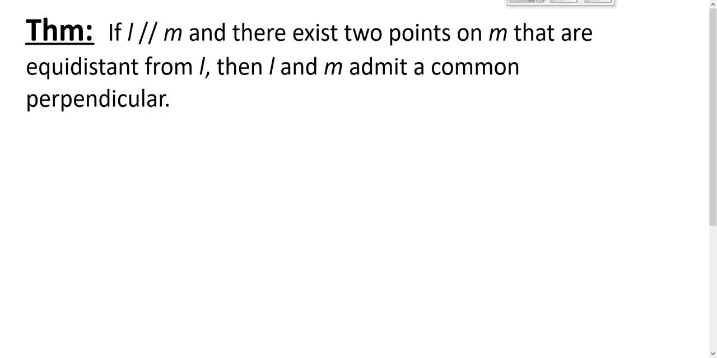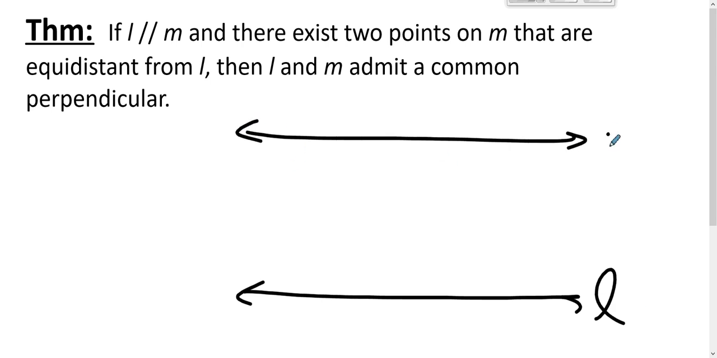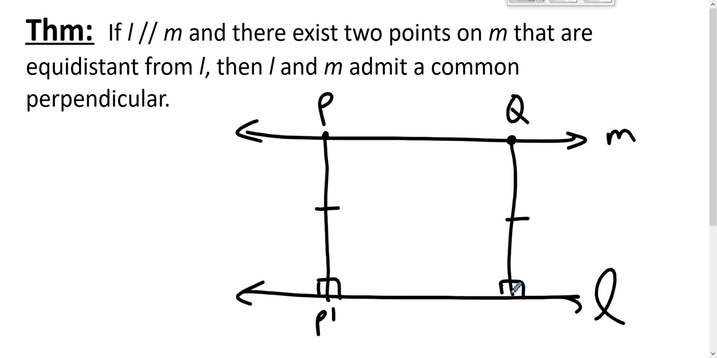In fact, this goes in a similar vein. If line L is parallel to line M, and there exist 2 points on M that are equidistant from L, then L and M admit a common perpendicular. What does it mean to admit a common perpendicular? That means that there is a perpendicular line to L and also to M. There is one line that is perpendicular to both L and M.